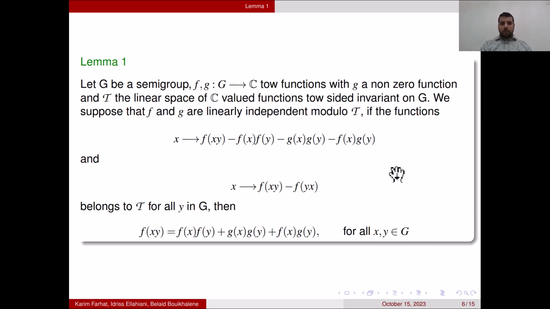Lemma 1. Let G be a semigroup, f and g two functions defined on G to C with g a non-zero function, and T the linear space of C-valued functions, two-sided invariant on G. We suppose that f and g are linearly independent modulo T. If the functions x to f(xy) − f(x)f(y) − g(x)g(y) − f(x)g(y) and the function x to f(xy) − f(yx) belong to T for all y in G, then we have f(xy) = f(x)f(y) + g(x)g(y) + f(x)g(y) for all x and y in G. Proof.